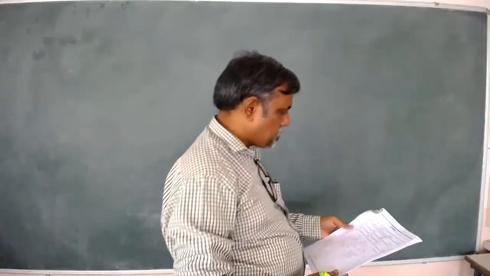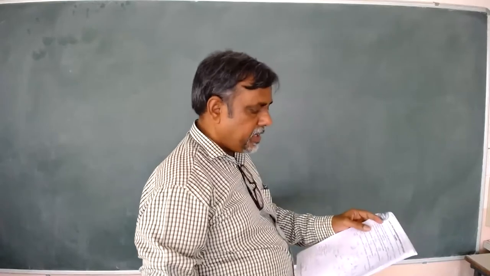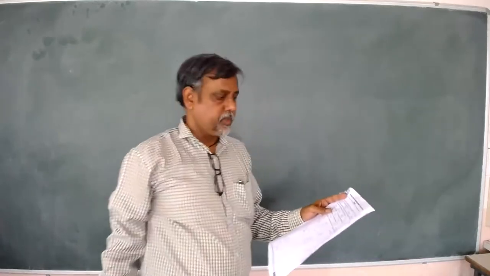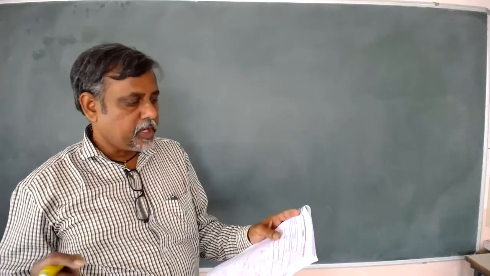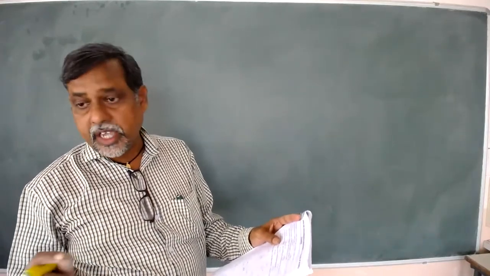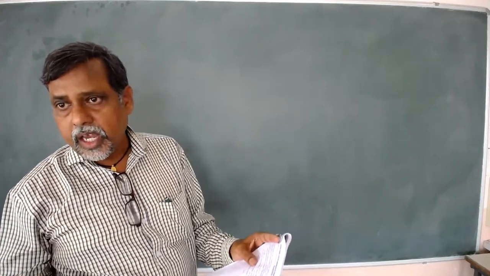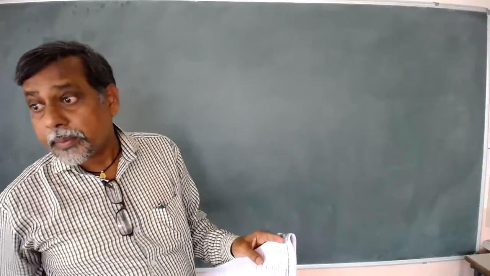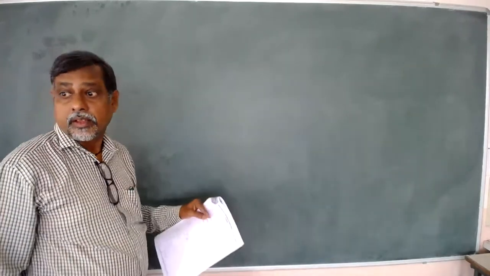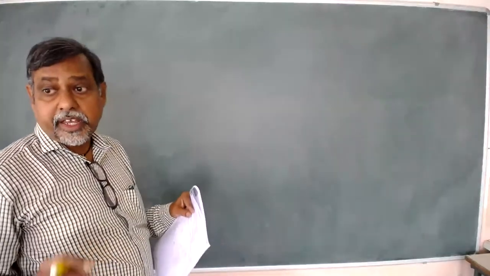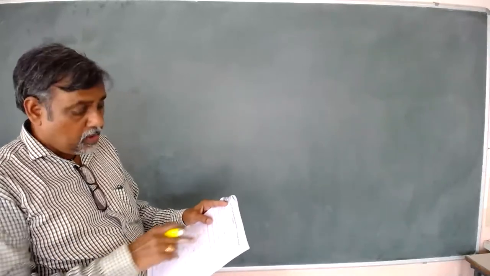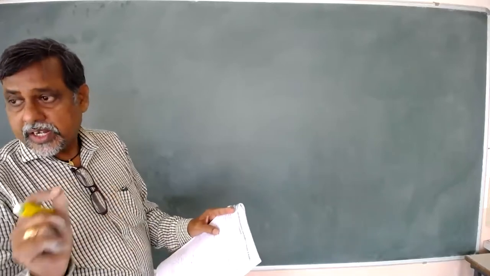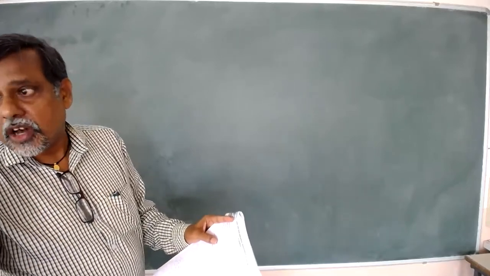Now look at this. The given situation is like this. Four identical charges Q are fixed at the four corners of a square of side length a. Find the electric field at a point P located symmetrically at a distance a by root 2 from the center of the square. What is the meaning of symmetrically? Symmetrically means what about this point P he is talking about? That is at equal distances from each corner.